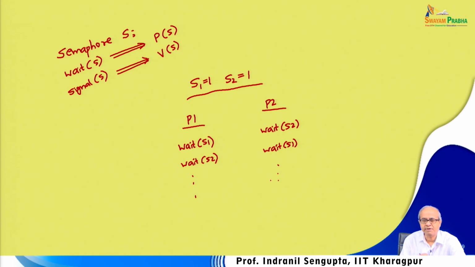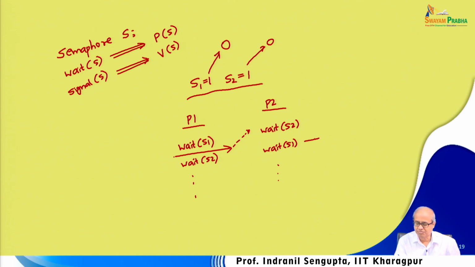Now, what we said, if you recall, is that the processes are concurrent, so any process might get stopped at any point in time and another process can resume. Suppose P1 is executing, and after executing the first wait S1, the value of S1, which was 1, has become 0. At this point there is a context switch and P2 starts executing. P2 will do wait S2, so the S2 value will also become 0.